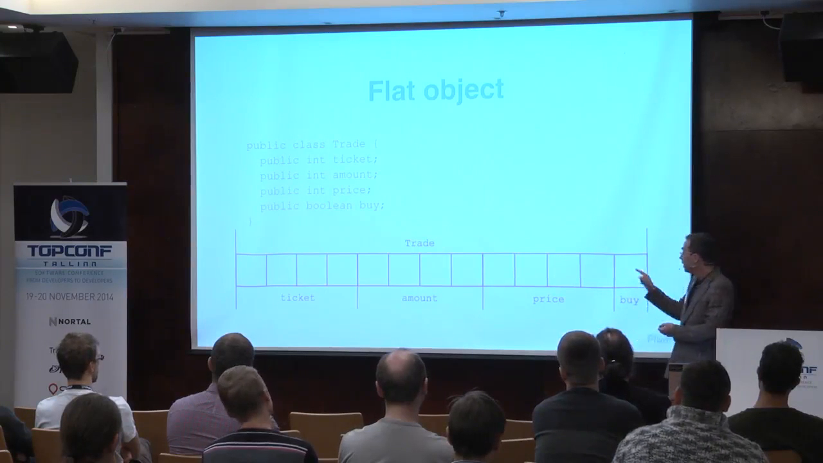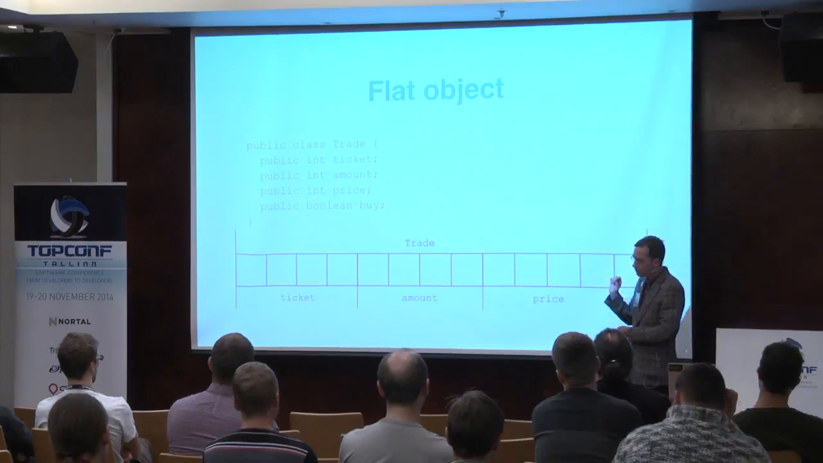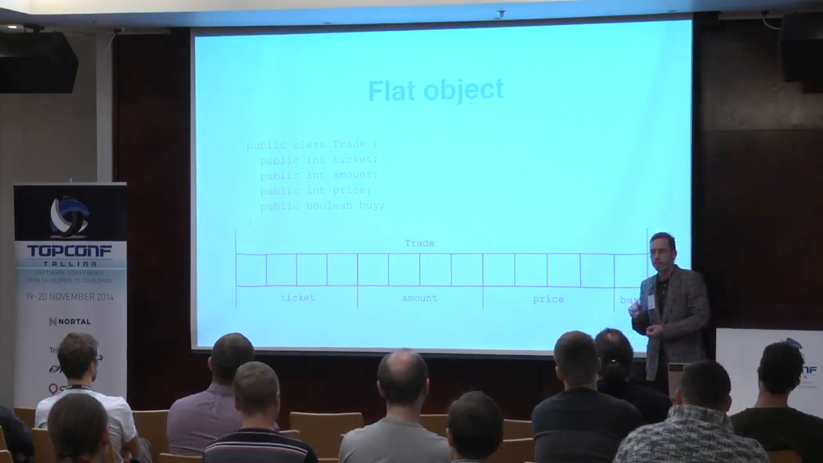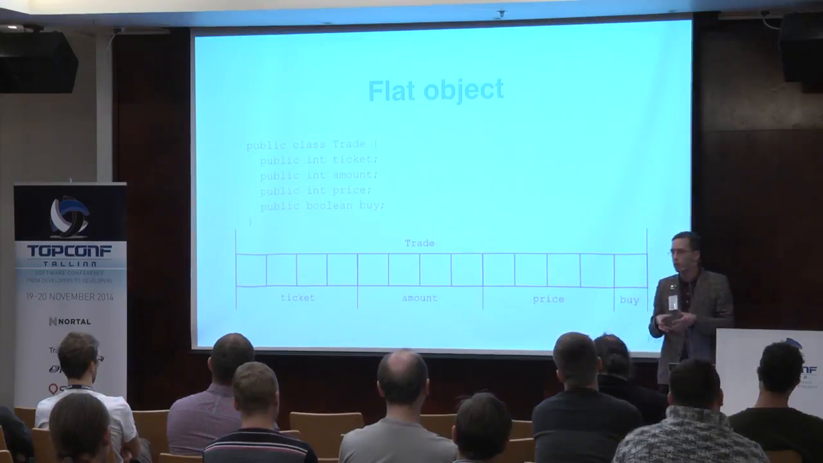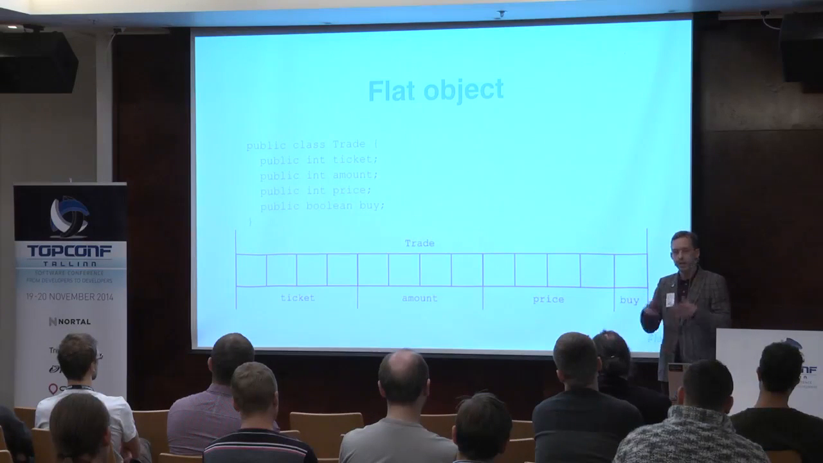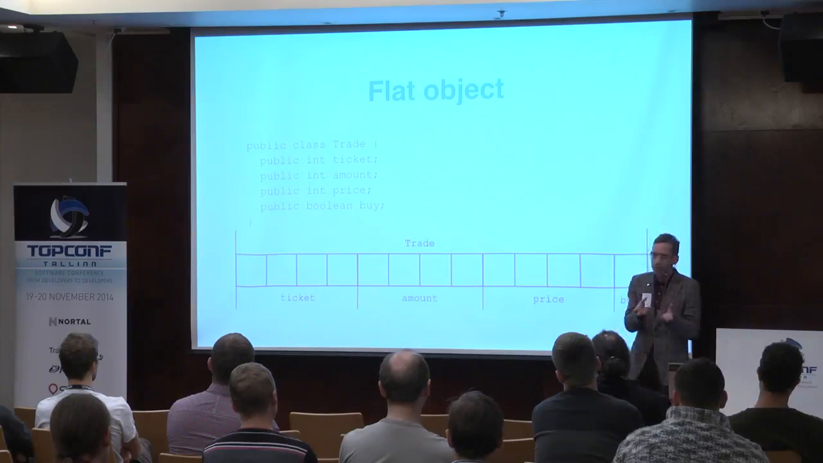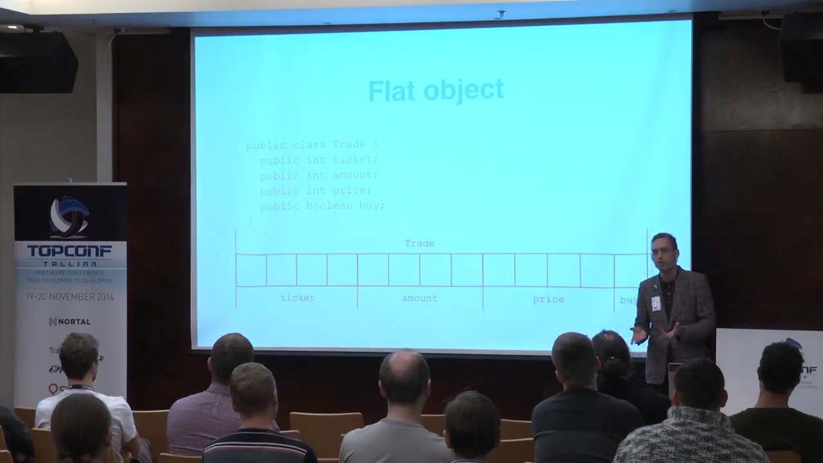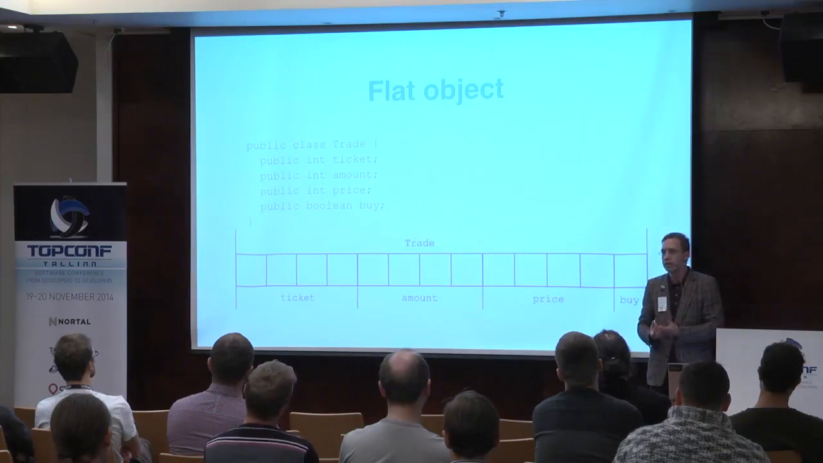By the way, this has one more benefit, which is that when you use objects in the JVM, every object in the JVM, apart from its fields, has a header. Every object in a running JVM has a special part called a header, which is needed by the JVM for its housekeeping. And that header is quite large.